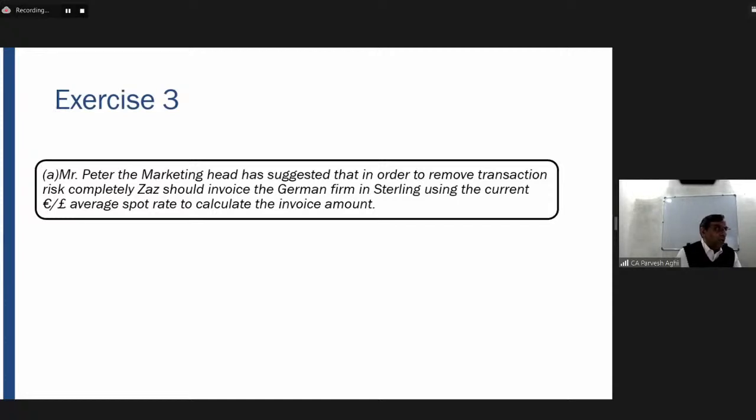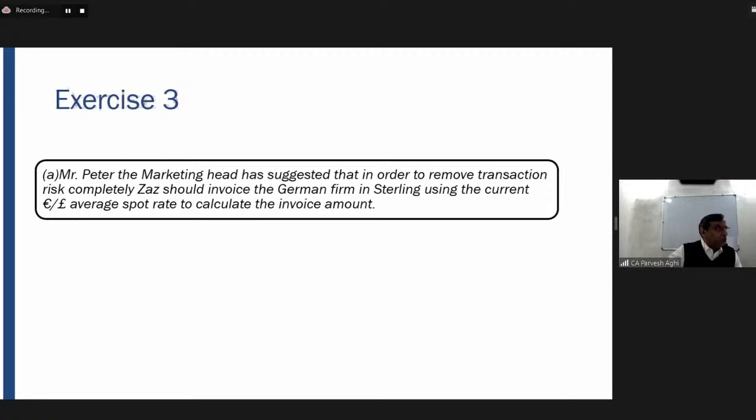Mr. Peter, the marketing head, has suggested that in order to remove the transaction risk completely, Z should invoice the German firm in sterling, using the current dollar pound average spot rate to calculate the invoice. Remember, we were doing some internal techniques where, if a company raises the invoice in its home currency, then the risk is transferred to the other party. So here Peter, the marketing head, says that we should invoice in pounds instead of euros, so that we eliminate the forex risk. It will be done at the average spot rate, so whatever the spot rate, we will take the average of that. So Mr. Peter thinks that we should not have any kind of risk.